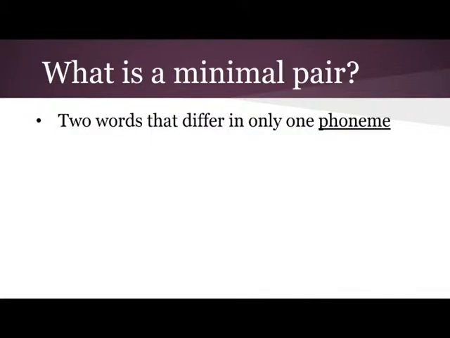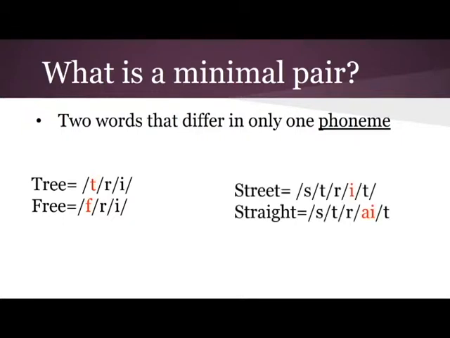What is a minimal pair? It's 2 words that only differ in one phoneme. Now remember, that doesn't mean they differ in only one letter. It means they differ in only one individual sound. Tree and free are different in the first phoneme. You can see the only difference in street and straight is the phoneme that comes after the R. All of the others are the same.